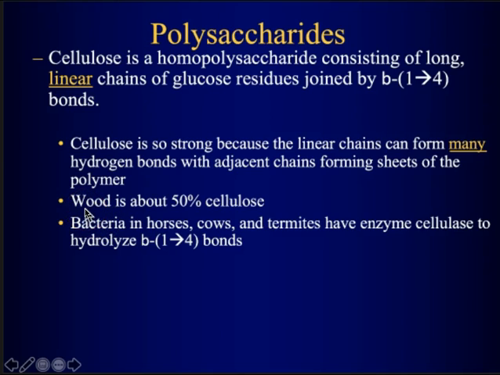When we think of cellulose, we think of plants. Wood is about 50% cellulose. And bacteria in horses, cows, termites, anything that really eats a lot of plants has a cellulose enzyme, or cellulase. Notice the ASE at the end. ASE means that it is an enzyme that breaks apart whatever comes in front of it. So cellulase is an enzyme that breaks apart cellulose. It hydrolyzes those beta 1,4 bonds. That's why termites can eat wood, or horses and cows can eat all of those plants and branches, because they have something that can break apart those bonds so they can get energy out of it.